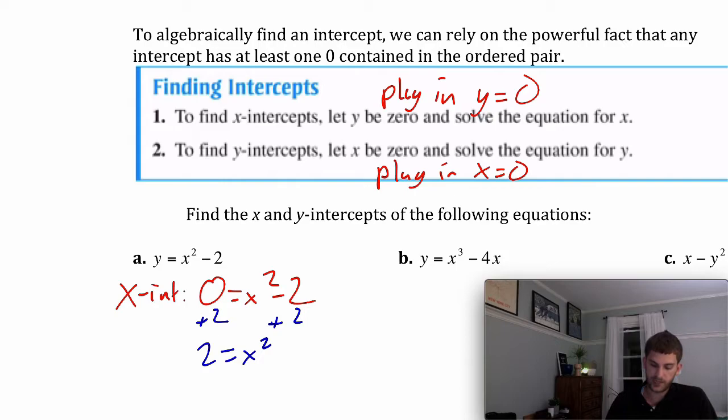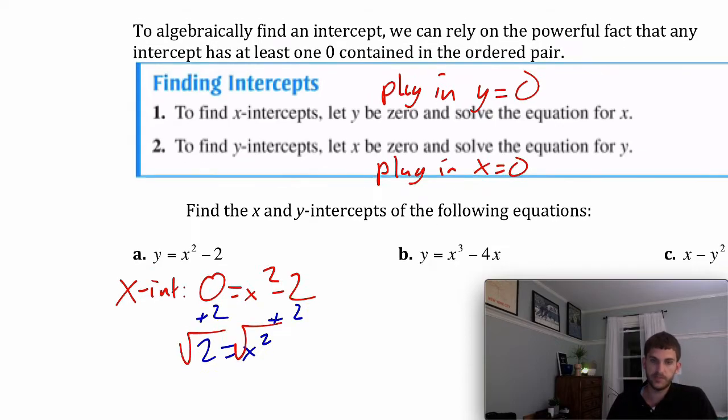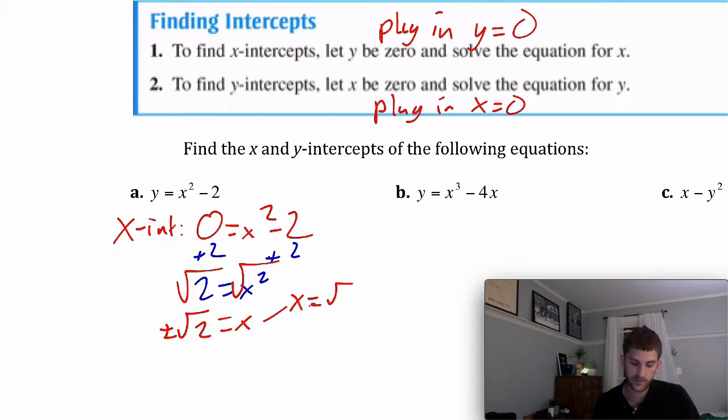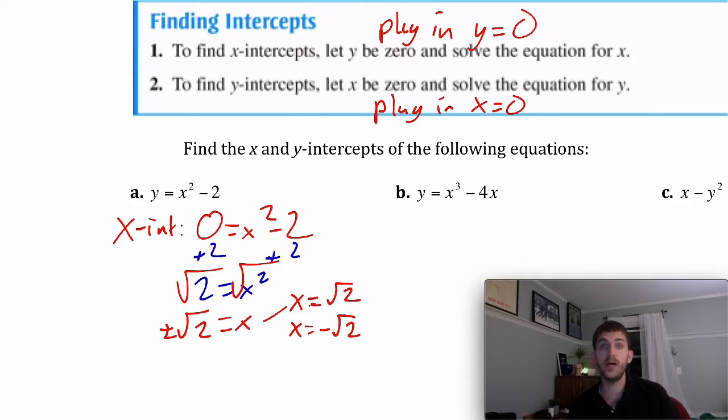Now, in order for us to get x all by itself, we've got to take the square root of both sides. So the square root of x squared is just x. The square root of 2 is not a nice number. It's just the square root of 2. Now, one thing you need to remember, whenever you insert a square root into an equation to solve for the variable, you need to get a positive and a negative output. So x could either be positive square root of 2 or negative square root of 2.